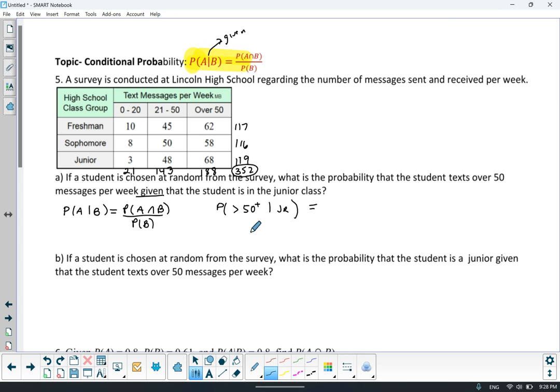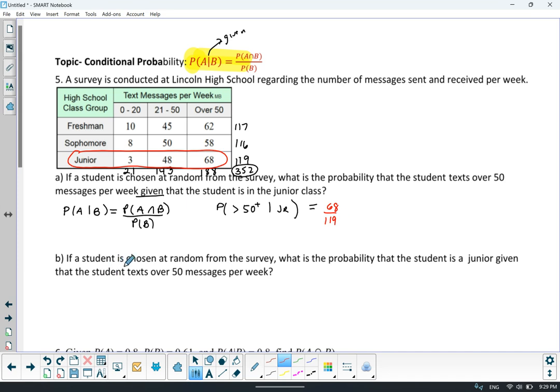And so I want, given that the student is a junior, so I'm now looking only at juniors. What's the likelihood they text over 50? So that would be 68, and then the denominator is that condition of the juniors.